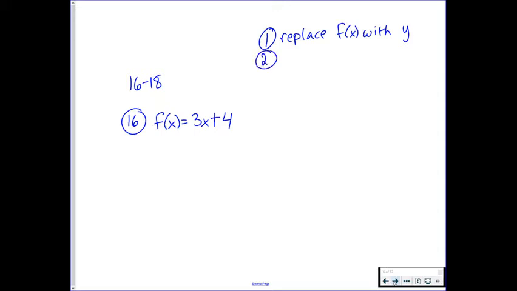To find the inverse, I'm now going to flip x and y. So we're going to flip where they're at. And then the last step is solve for y. Those are the 3 steps we use to find the inverse of a function. So first step, replace f of x with y.